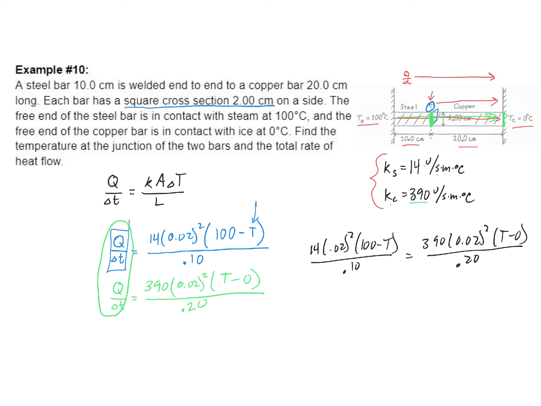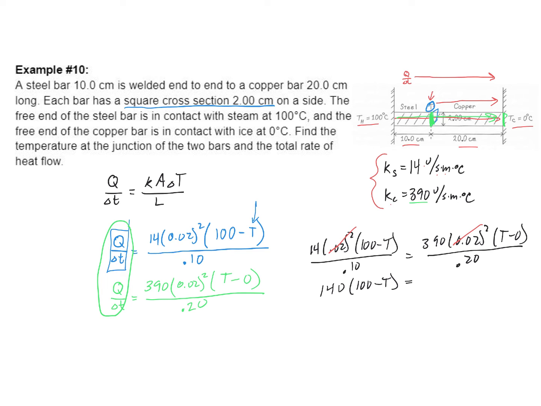So now let's go in and do some math. I'm going to divide both sides by that 0.02 squared, so that's actually going to cancel out. I'm going to go ahead and divide 14 by 0.10, which is going to give me 140, which then will be times 100 minus T.